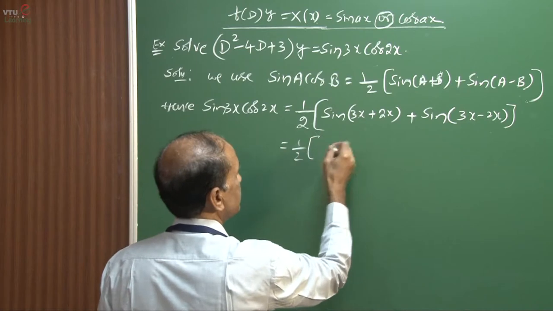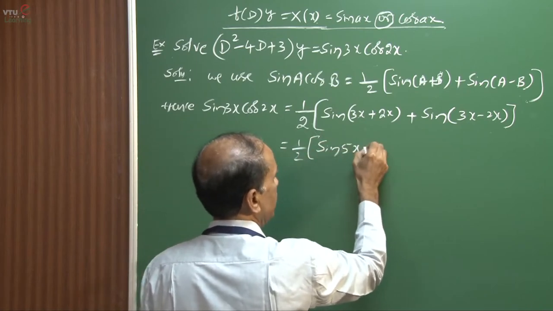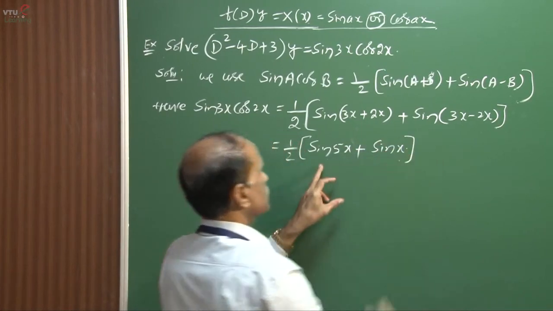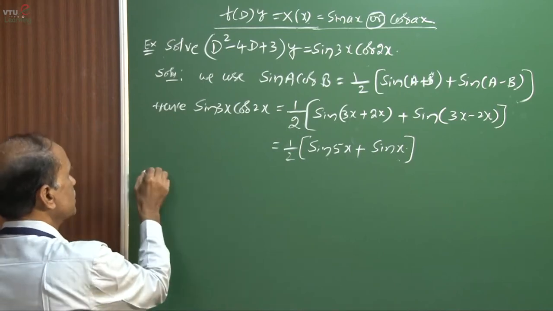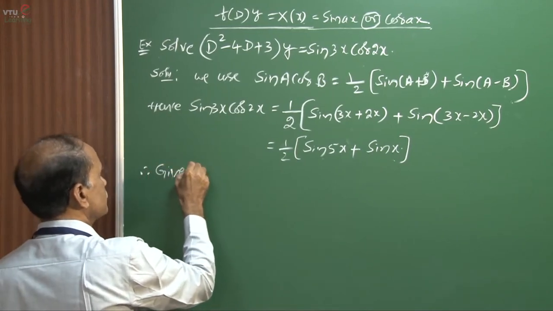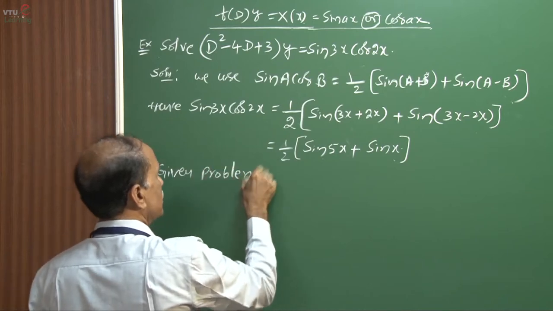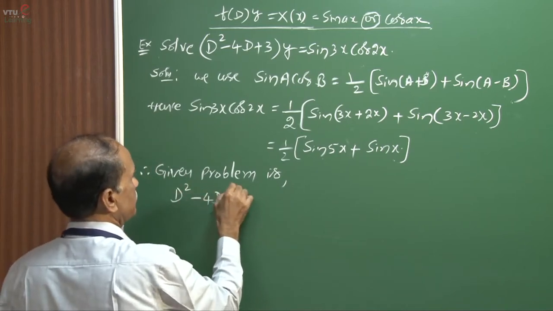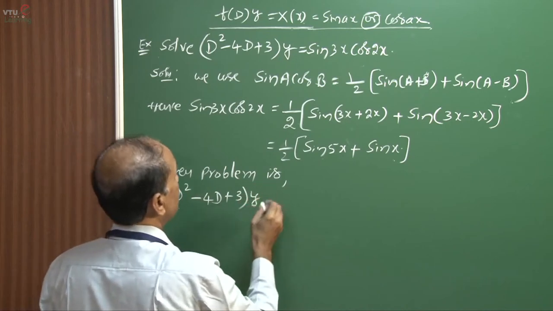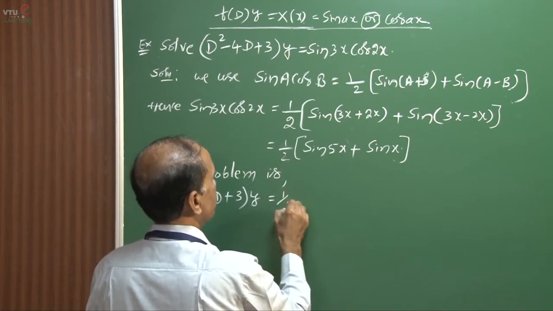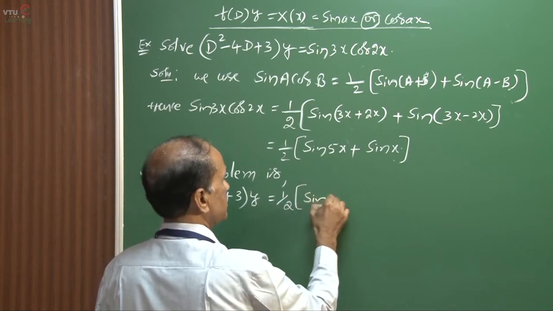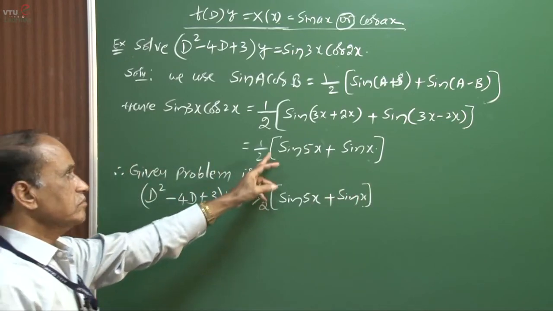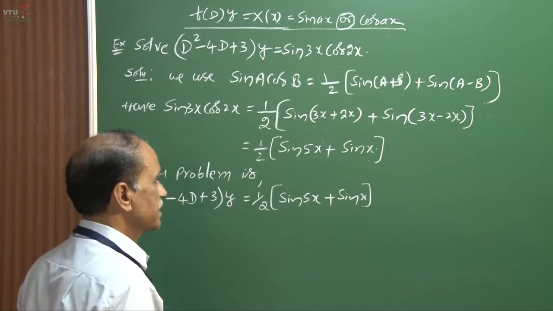That is nothing but sin 5x plus sin x. Sin 5x plus sin x. Hence, the given problem, that is (D square minus 4D plus 3) operating on y, is equal to 1 by 2 multiplied by sin 5x plus sin of x. That is, 1 by 2 of sin 5x and sin of x.